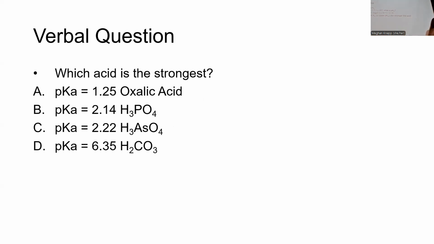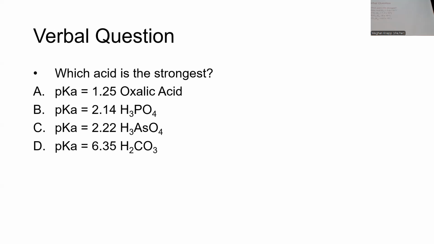All right, so let's take a look at these. We have some pKa's here based on what I just said, with A being 1 and D being 4. Which of these is the strongest acid? Yeah, the pKa with the lowest number is going to be the strongest acid.